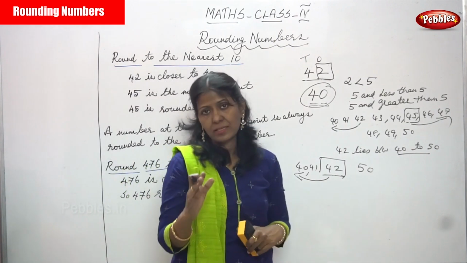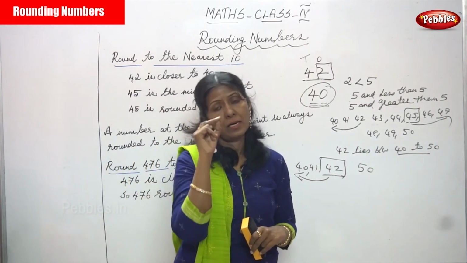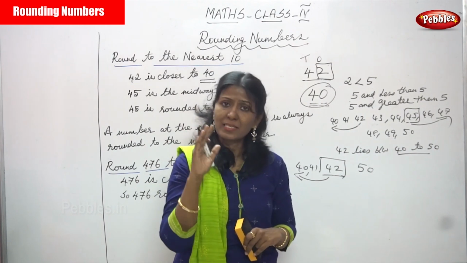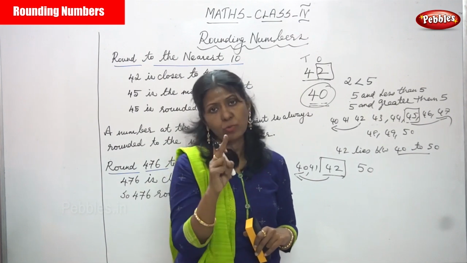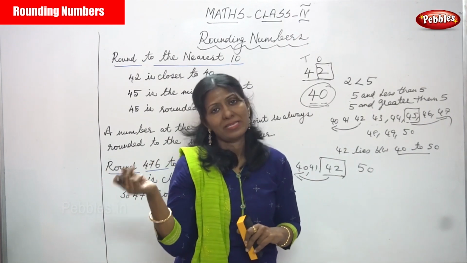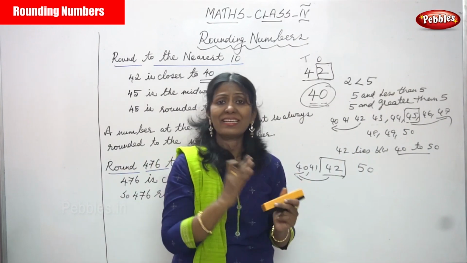Anyhow, the nearest 10 or nearest 100: nearest 10 means you have to end up with 0, and nearest 100 also ends up with 0. But nearest 10 you have to end with only one 0. But what about nearest 100? They end up with 2 zeros. That is the only difference between nearest 10 and 100.